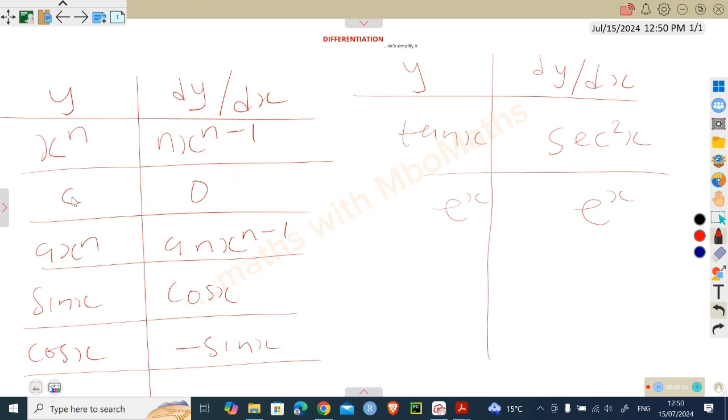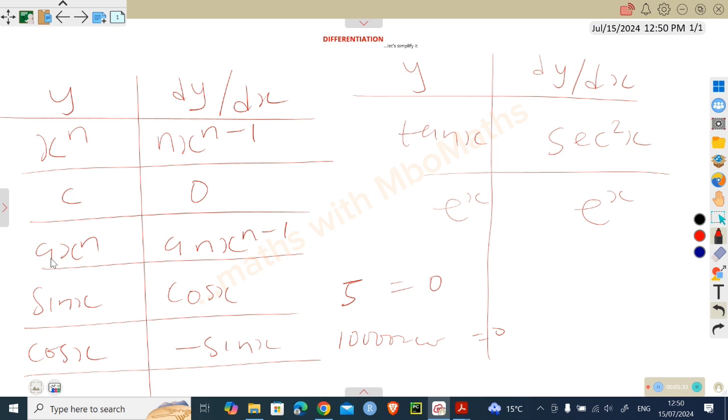If you differentiate a constant c, you get 0. So if I say differentiate 5, the answer is going to be 0. If you differentiate 1 million, the answer will be what? 0. That is what it means. Whatever constant you differentiate, as long as it does not have any variable to it, the answer is 0.